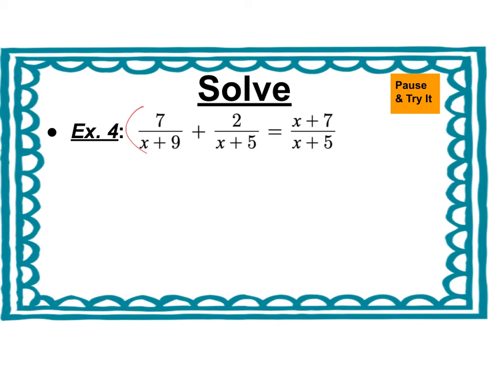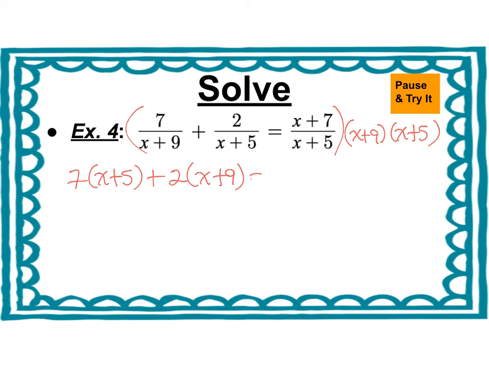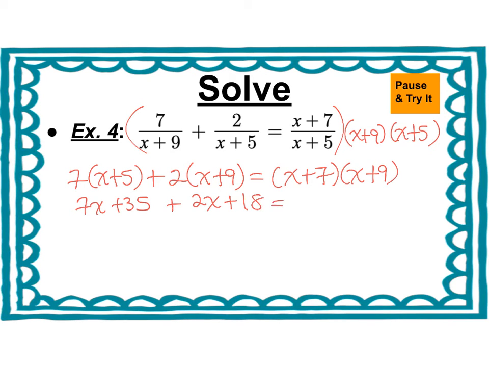I'm going to clear the denominator by multiplying by both the x plus 9 and the x plus 5. My first one gets multiplied by the x plus 5. My second one by the x plus 9. And the last one needs the x plus 9. Distribute. And a big distributive property.